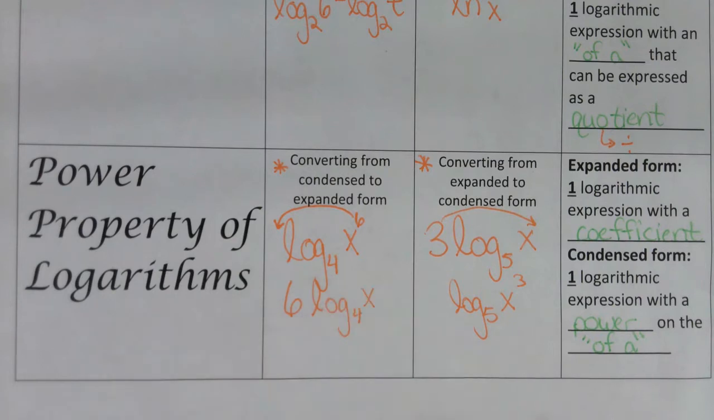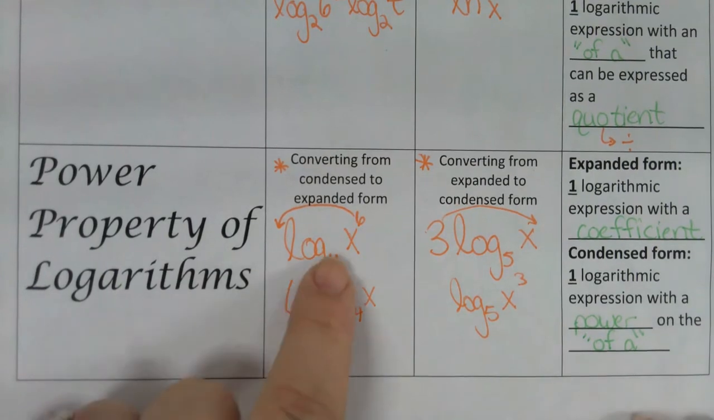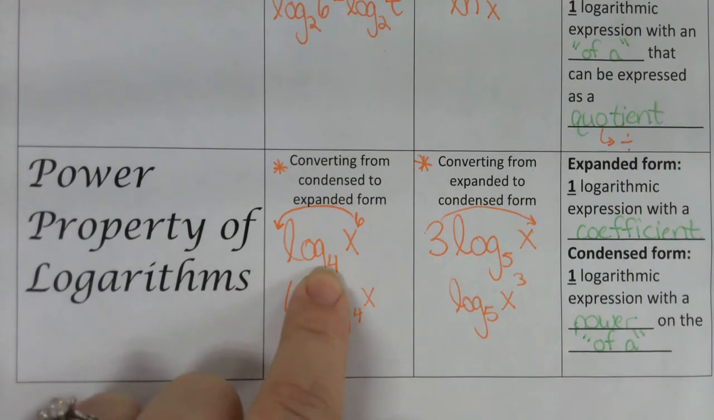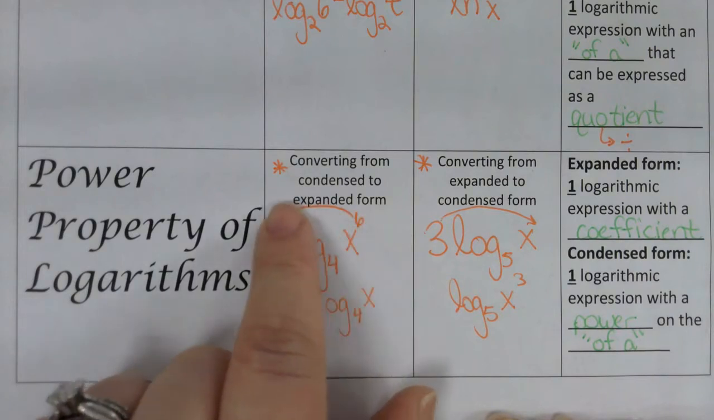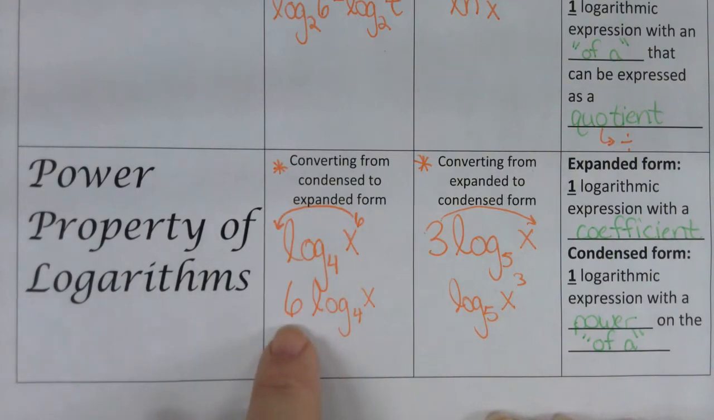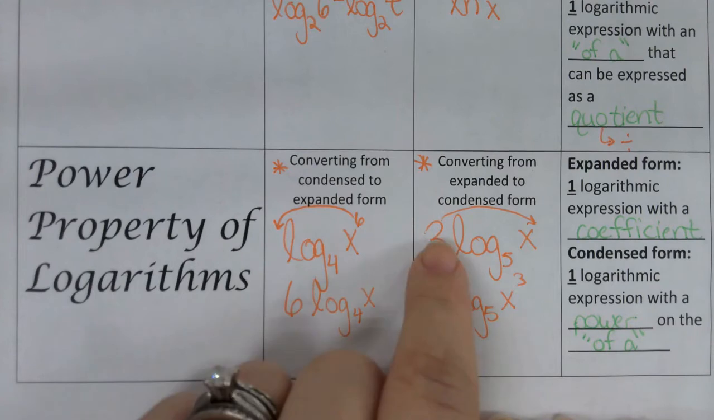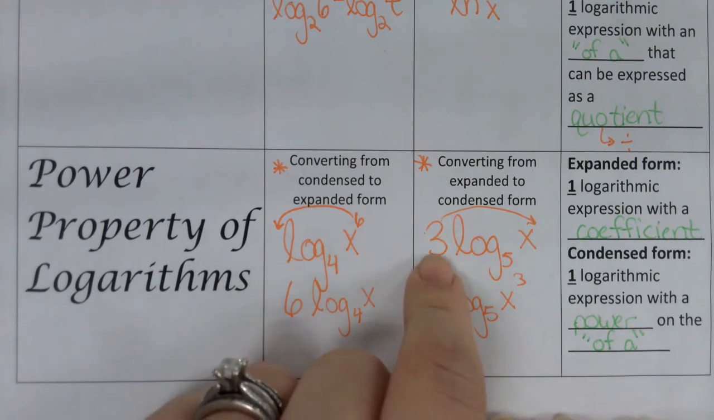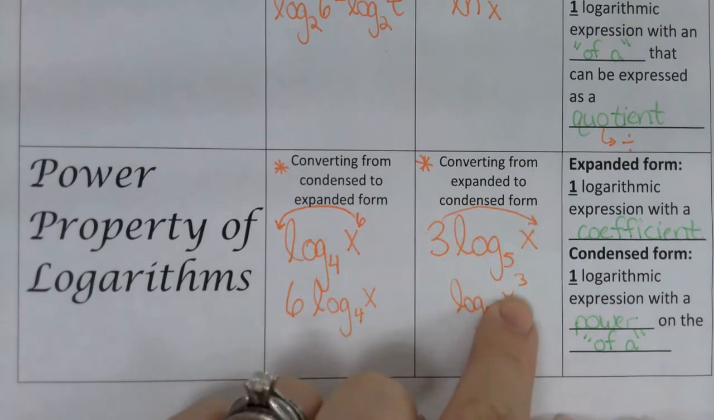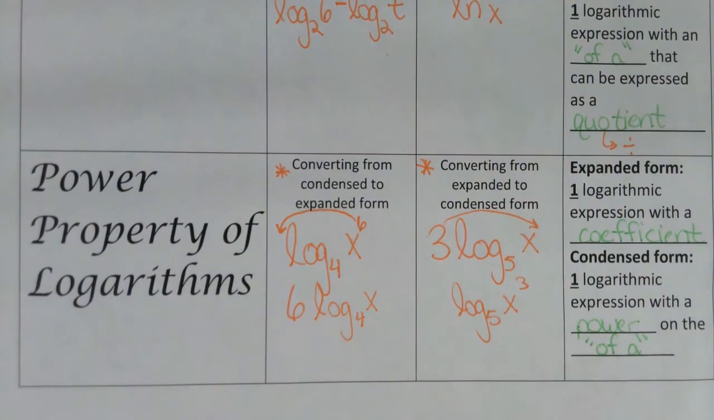Now to move from expanded to condensed form and condensed to expanded form, both of those have an emphasis because you'll see both directions. But in converting from condensed to expanded form, we will have the exponent become the coefficient. And from expanded to condensed, we will have the coefficient become the exponent. Let's see what these look like when we are working through the problems.